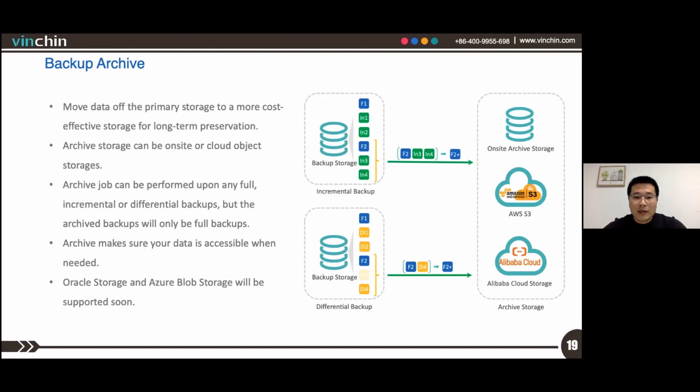So as shown in this diagram, the dependent incremental and differential backups will be merged as a new full backup and then archived. This can prevent possible data loss which might render the backup data unusable, as each of the full backups is independent. So any restore point can be used to restore a virtual machine. And by the way, currently we support AWS S3 and Alibaba Cloud Storage. Oracle Storage and Azure Blob Storage will be supported soon.